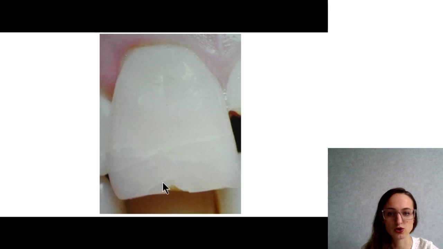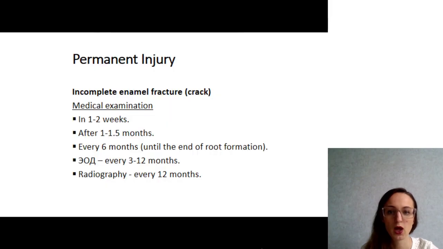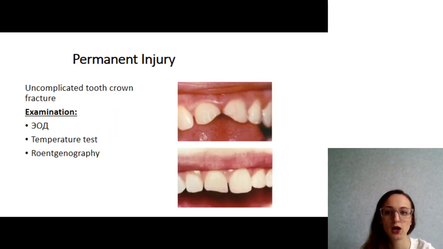So in this situation, you should do coating and restoration. Then medical examination, 1-2 weeks, after 1 to 1.5 months, and every 6 months until the end of the root formation. We need medical examination, doing X-rays and electrodontal diagnosis at 3-12 months for understanding whether the pulp is vital or not, and X-ray every 12 months. Then permanent injury, of course: temperature tests, electrodontal diagnosis, and X-ray.